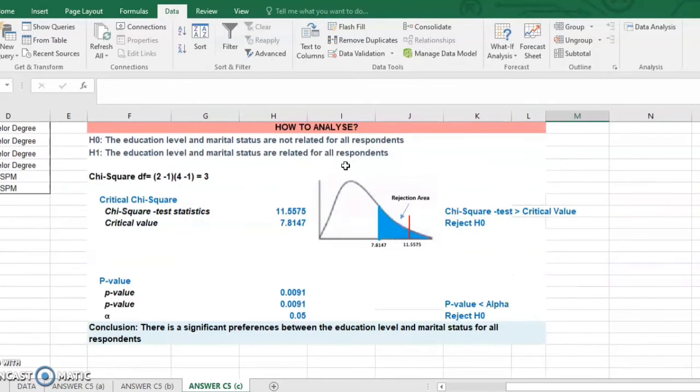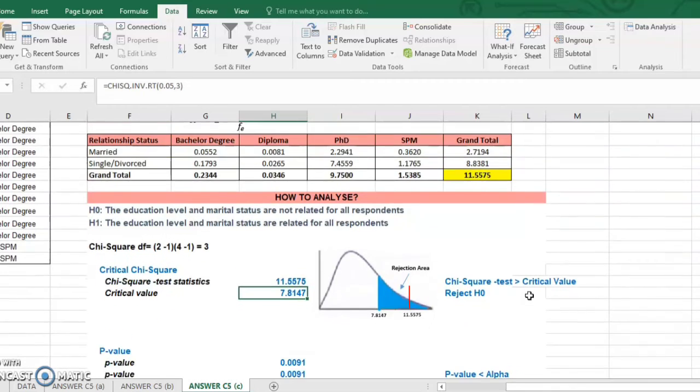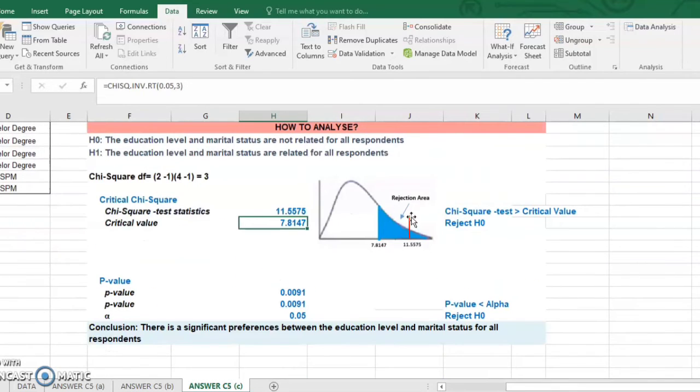For drawing conclusion, to calculate the critical value, equals CHISQ.INV.RT, probability, degree of freedom. Probability is 0.05, degree of freedom is 3. Chi-square degree of freedom formula is number of rows minus 1, times number of columns minus 1. Chi-square test value is bigger than critical, so reject.